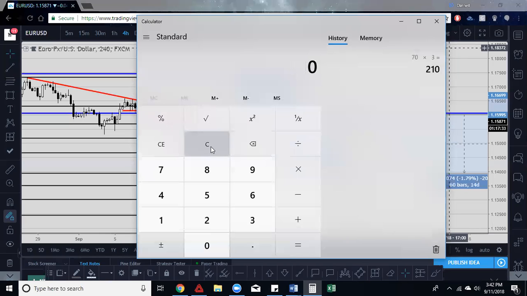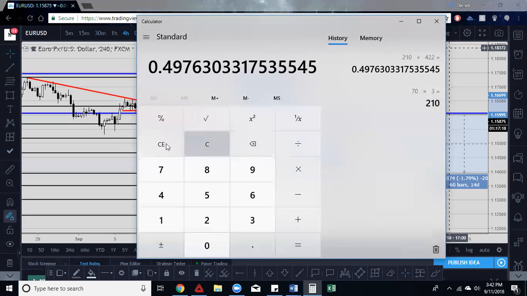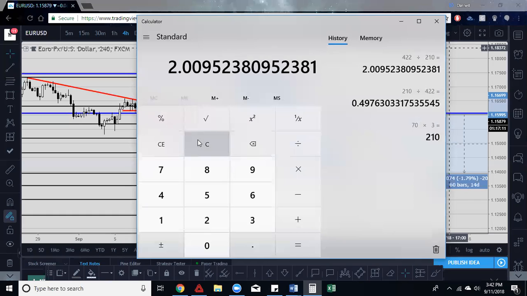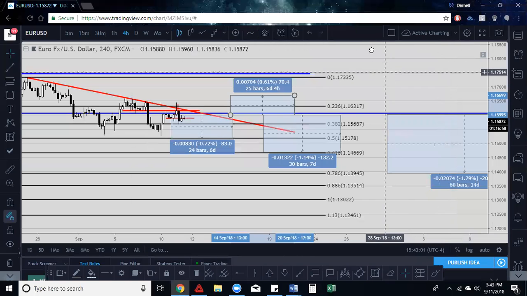Now, how do you calculate risk to reward? This is crucial right here. If I'm risking 210 pips to gain 422 pips, you do 210 divided by 422. I'm sorry, the other way around: 422 divided by 210. That gives you a 2-to-1 risk to reward profile. That translates to I'm risking 1 to gain 2. I take that over any day, and that's pretty much it.